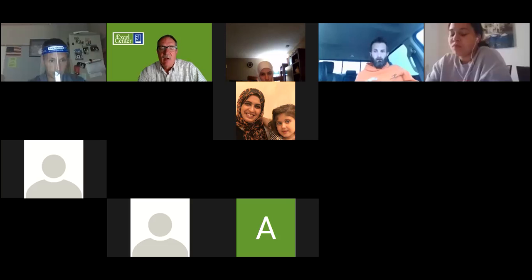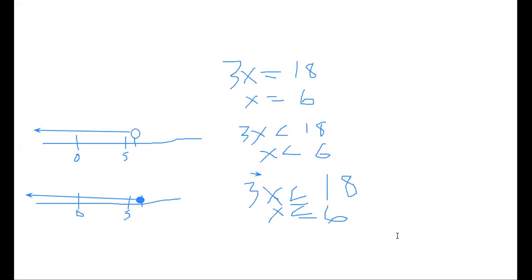So I'll show you how similar this is to all the equation solving stuff that you've already been doing. Basically, if it's a less than or equal to, it's a closed circle, because that means that your solution number is included. Okay, so here's how I would do the first problem on there.